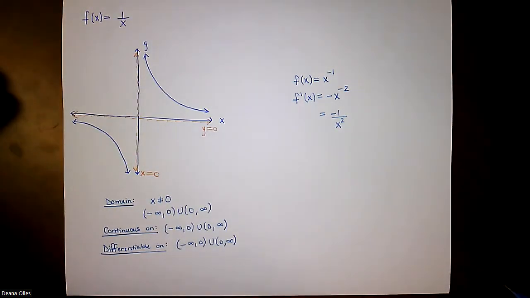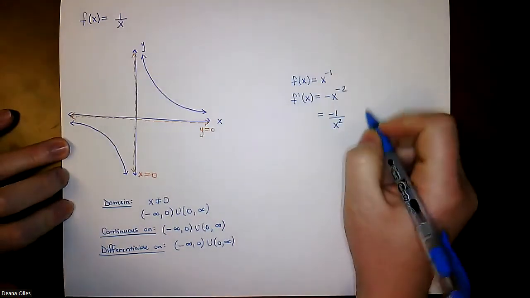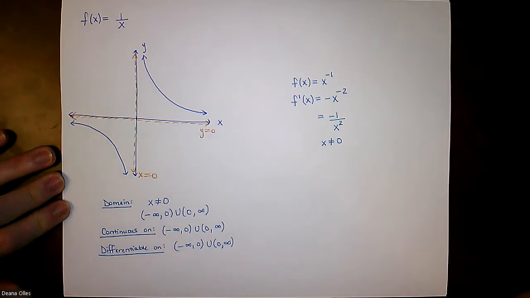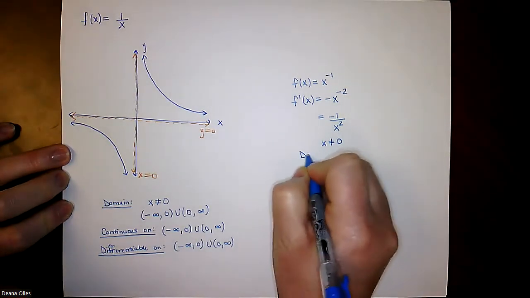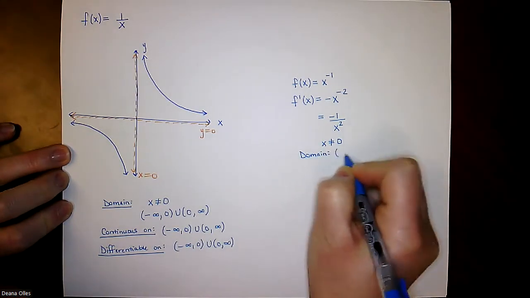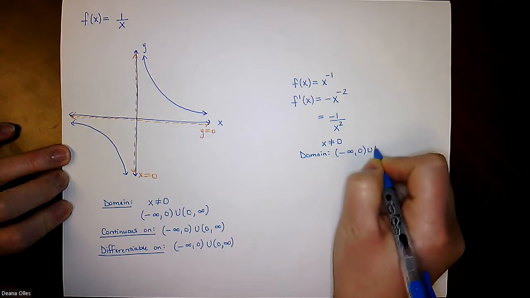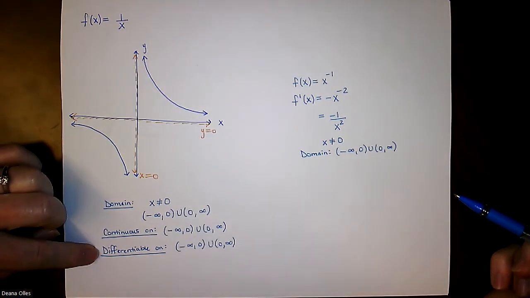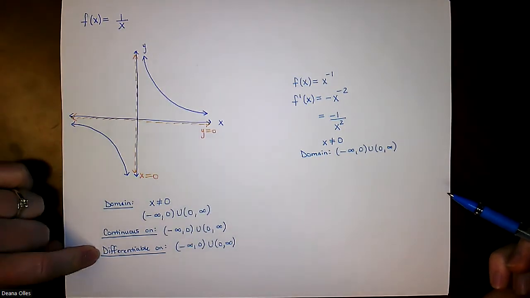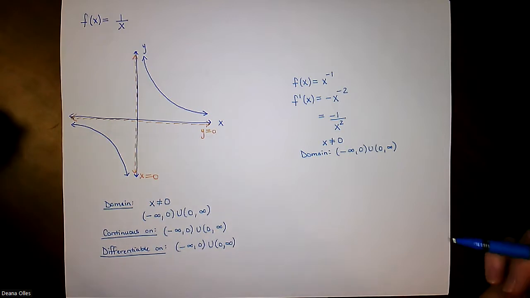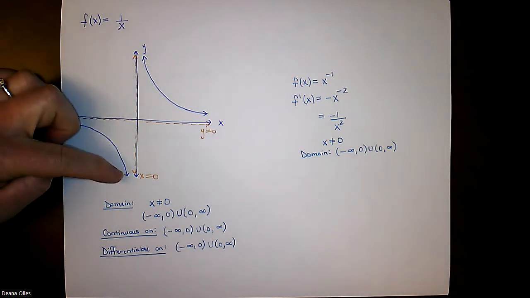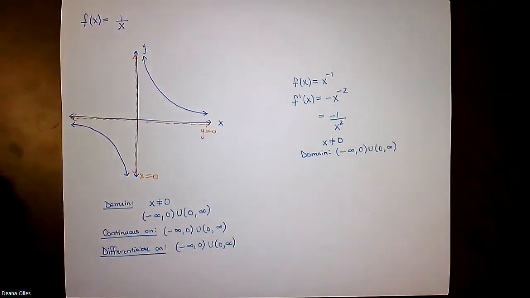Then I look at the domain of my derivative, and I notice that, again, the only thing that's true here is that x cannot be equal to 0. I can't divide by 0. So the domain of my derivative is the same as the intervals of differentiability for the original function, right? Differentiable on means the derivative exists on. So I know that this function is continuous and differentiable on all negative real numbers and all positive real numbers, but just not at 0.